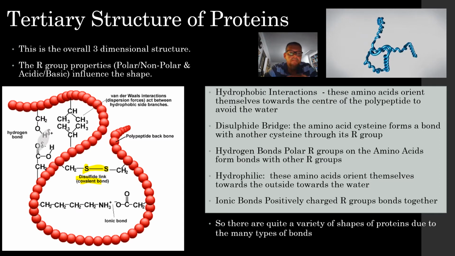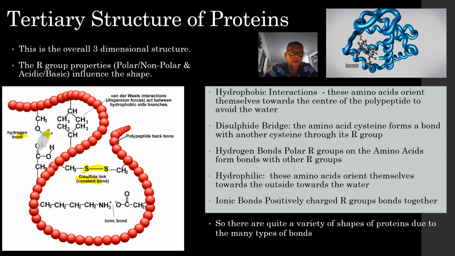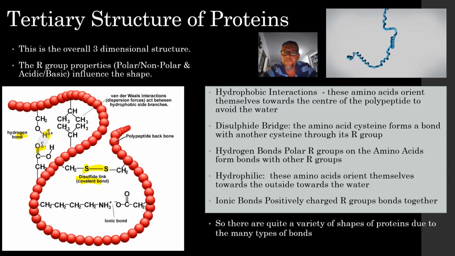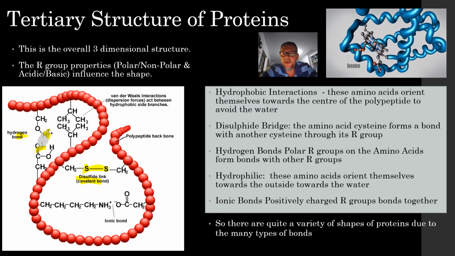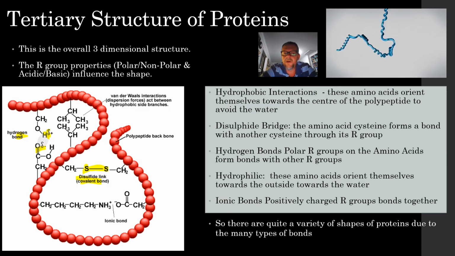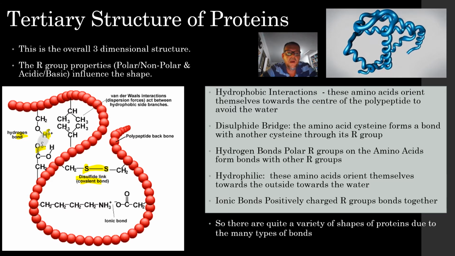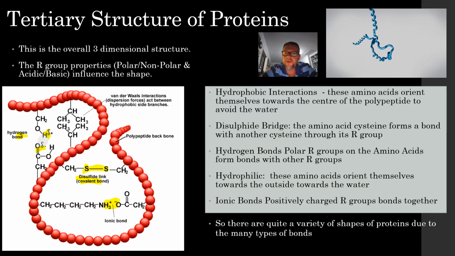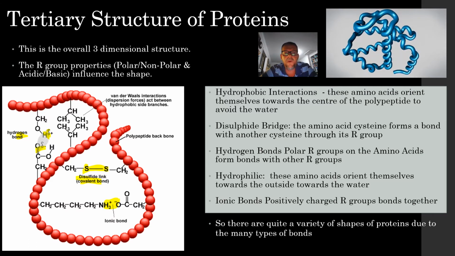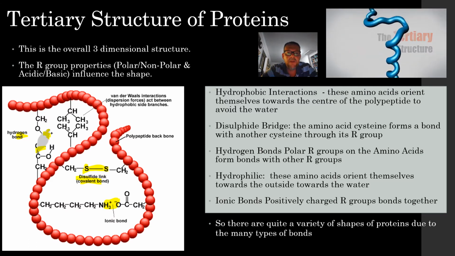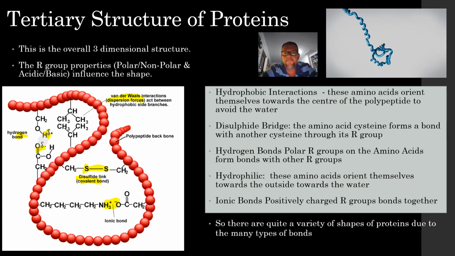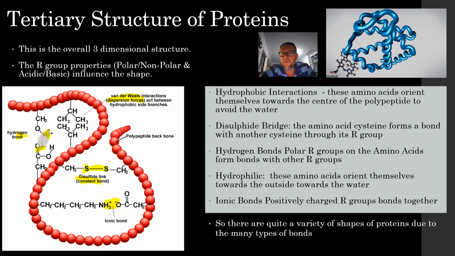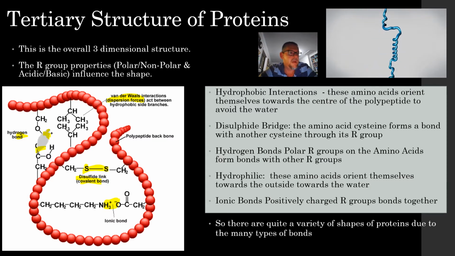Now hydrogen bonds over here between the hydrogen and an oxygen, for example, you'll see that happening. What else? Hydrophilic, so the amino acids are going to orient themselves towards the water, and ionic bonds, positively charged R groups, can also bond together. So there's quite a lot of different ways of folding. Should also mention dispersion forces as well, sorry. Yeah, so there's quite a lot of different types of bonding and folding that can occur in proteins. Proteins can be up to about 500 amino acids.